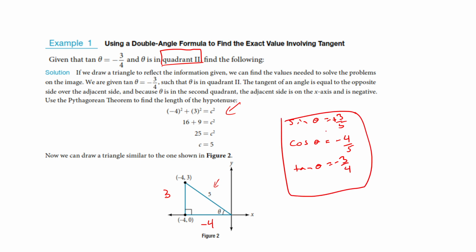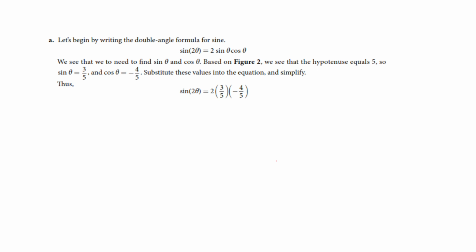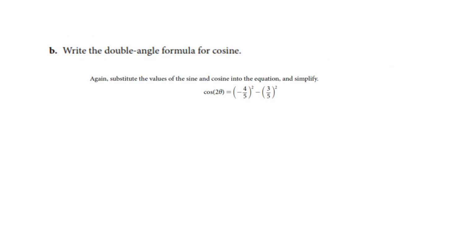All we got to do now is plug them in to our equations. The double angle formula, if we're going to double that angle we're working with, is 2 sine of theta cosine of theta. Well, we know these. I just got them all off the triangle we created. And we simplify.